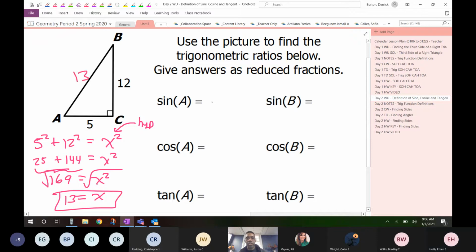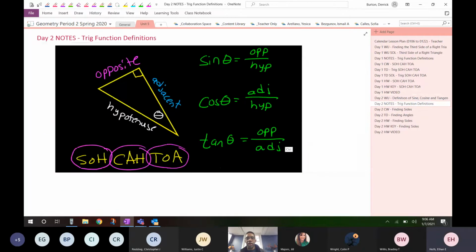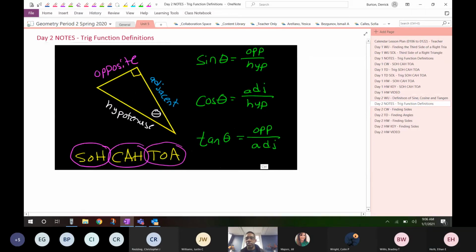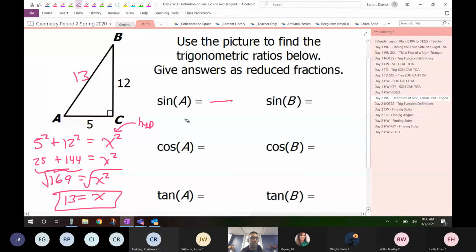And now we can answer the rest of the questions. I gave you a second copy of the notes from yesterday. I distributed it again because it's pretty important. These are the definitions of sine, cosine, and tangent. So for the sine, it's going to be really important that we label which sides are opposite, adjacent, and hypotenuse.